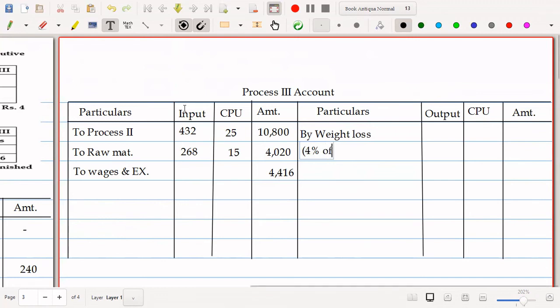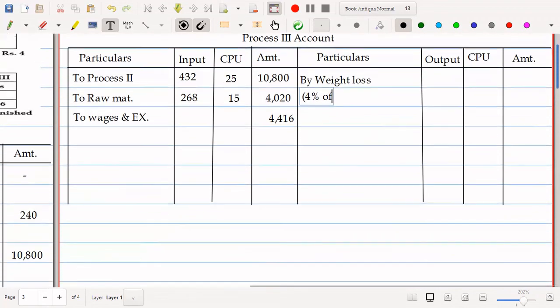4% of input. Again, for input we have to take the total of these two, because it was the closing stock of process 2 and it is the opening stock of process 3, and this was the additional material introduced in process 3. So input is equal to 432 plus 268. That comes to 700 tons.